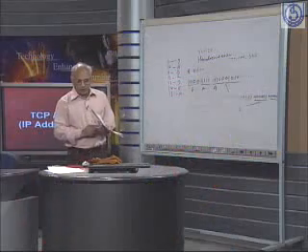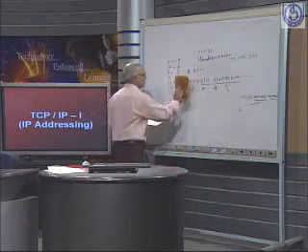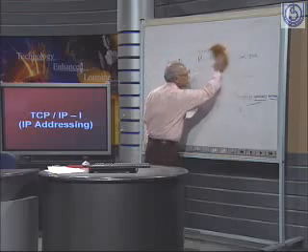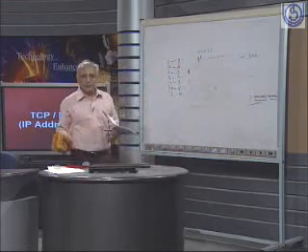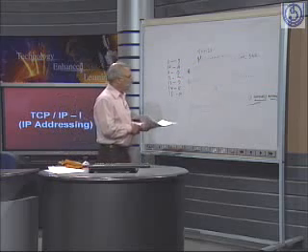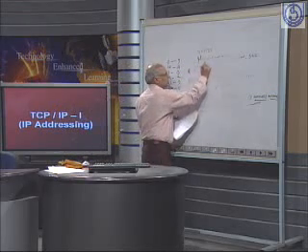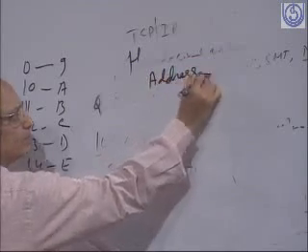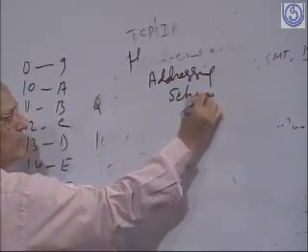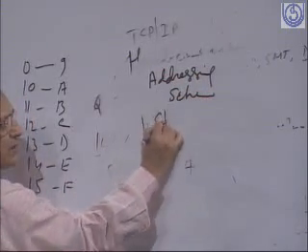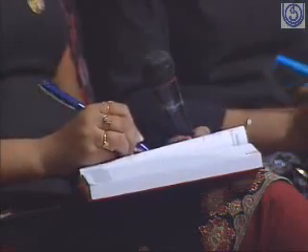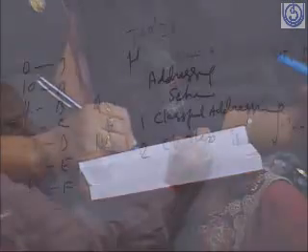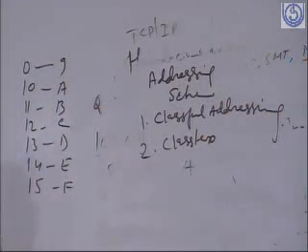Now there are 2 addressing schemes here. So far I have given you binary notation, hexadecimal notation, and this notation. Now the 2 types of addressing schemes we talked about: the first is called classful addressing, and the second is classless. Today we'll talk about classful, and next time we'll talk about classless.